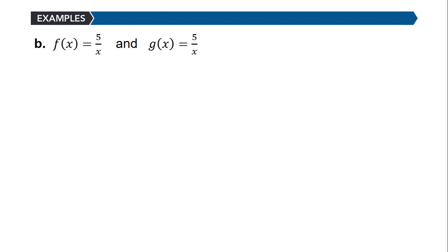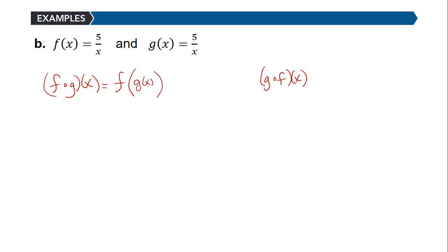In example B, we have this function f of x equals 5 divided by x, and g of x is equal to 5 divided by x. So this is a case where we're going to test to see if a function is its own inverse function. We would still have to find the compositions f composed with g of x and g composed with f of x. So just apply the definition of the composition first. This means to do f of g of x, which means to do f of, well, g of x is 5 divided by x.